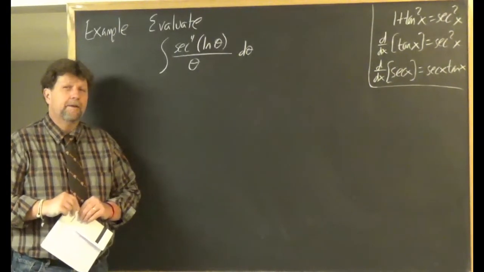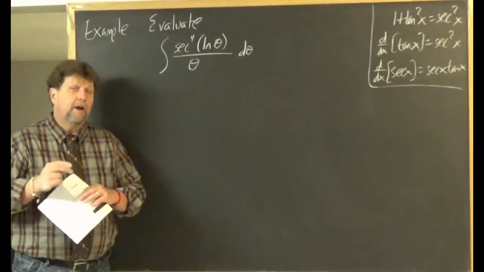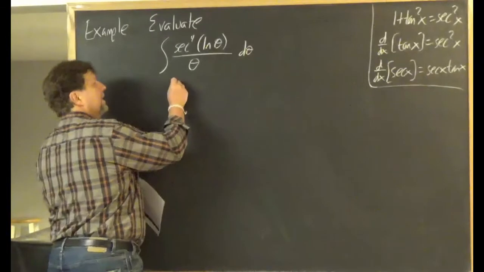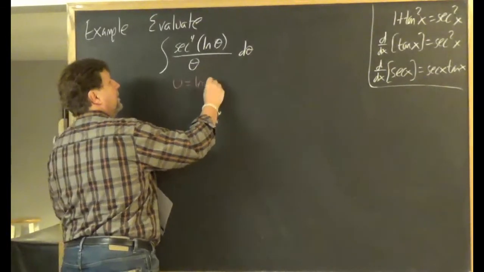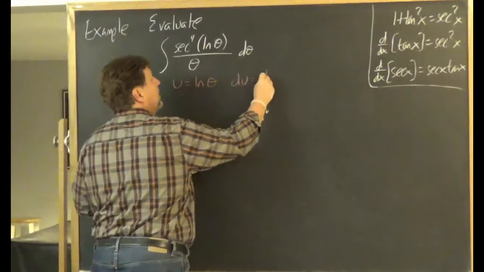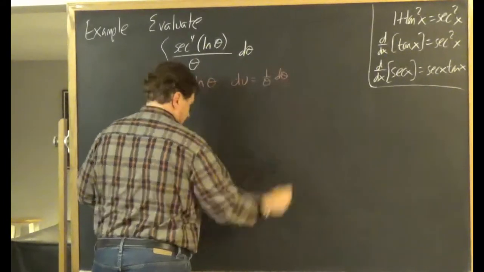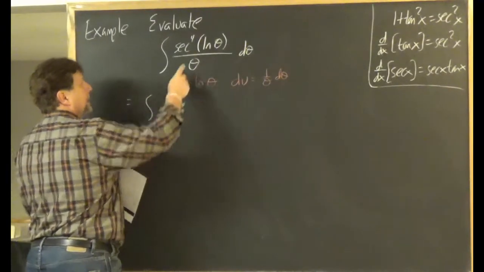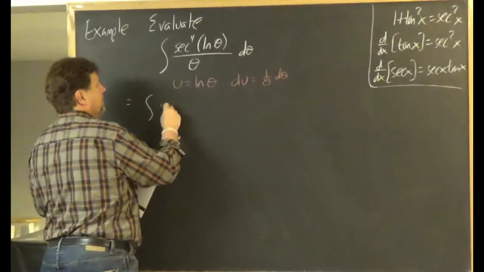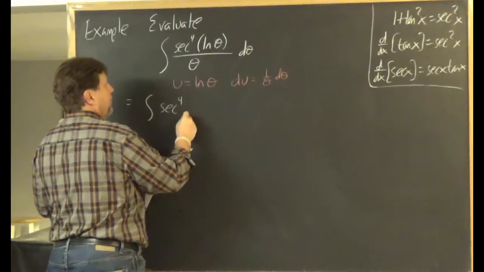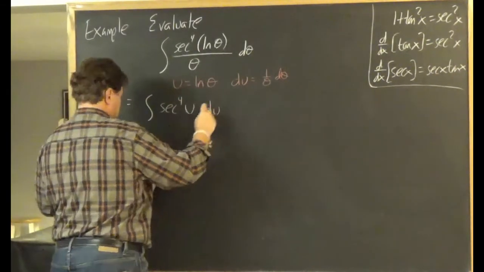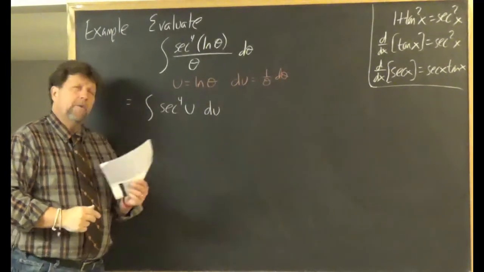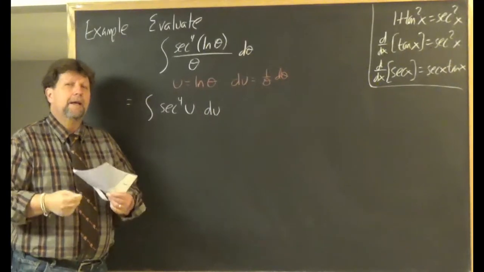Well, this is a good one. And I think the natural starting point is a u substitution. To let u equal the natural log theta, because then you know du is 1 over theta d theta. So when you substitute in, that turns this into, oh, well, this isn't bad, secant to the 4th u du. All right, so now how do we attack secant to the 4th u du?